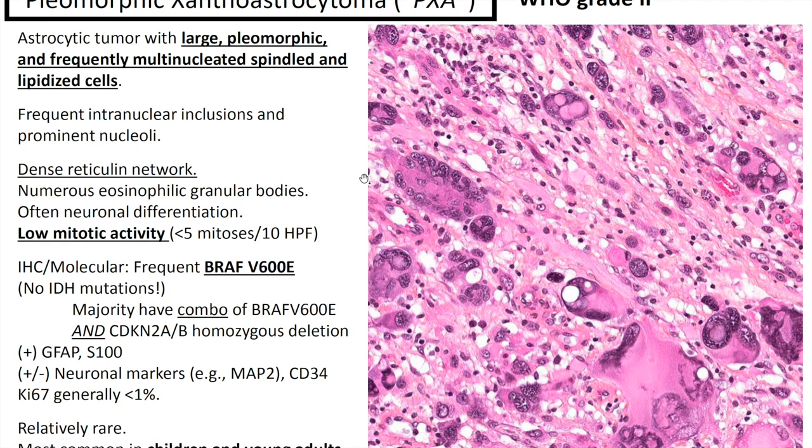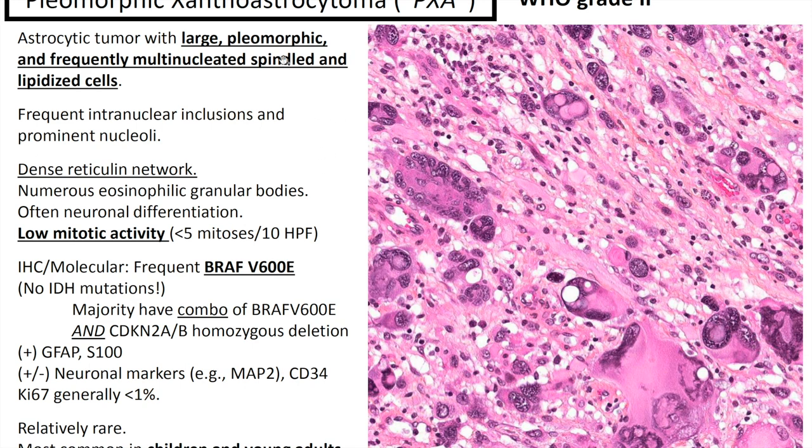Moving right along, we've got pleomorphic xanthoastrocytoma, or PXA, WHO grade 2. So this is an astrocytic tumor with large pleomorphic and frequently multinucleated spindled and lipidized cells. There are frequent intranuclear inclusions and prominent nucleoli with a dense reticular network, numerous eosinophilic granular bodies, and often neuronal differentiation with low mitotic activity, so less than 5 mitoses per 10 high-powered fields.